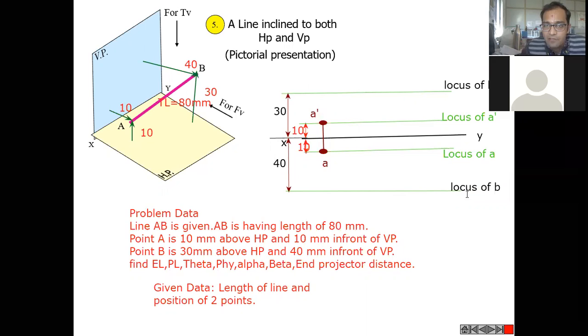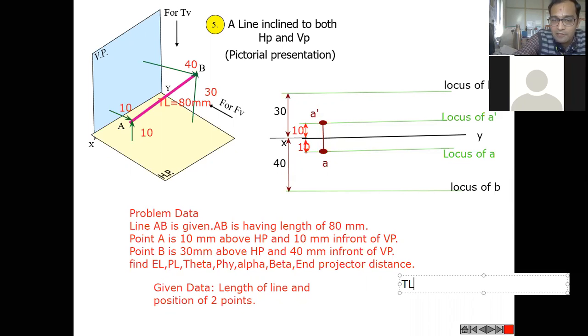Now, after representation of this much of information, now we'll switch over to the data which is mentioned over here, that AB is having length of 80 mm. Meaning, true length of AB is 80 mm. Let us mention that detail. What is TL? TL is equal to 80 mm.